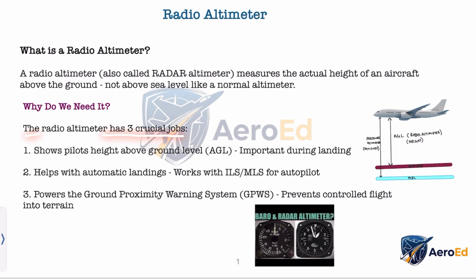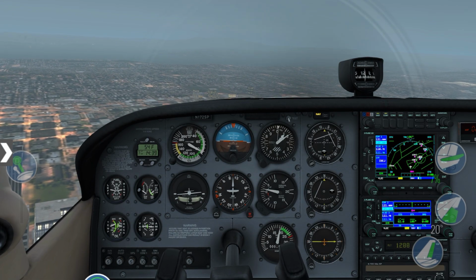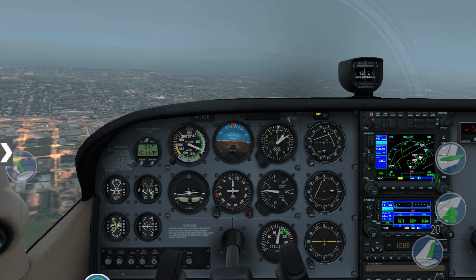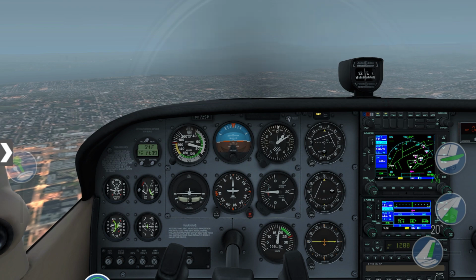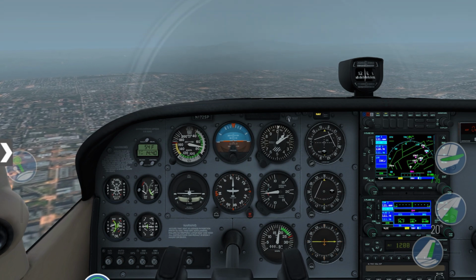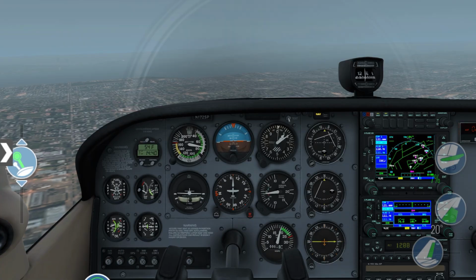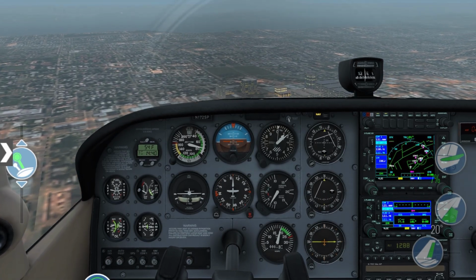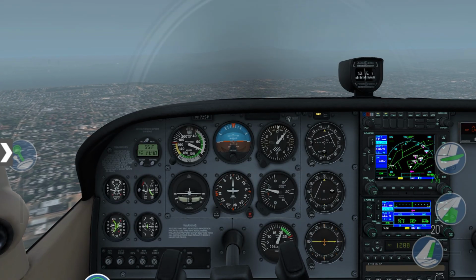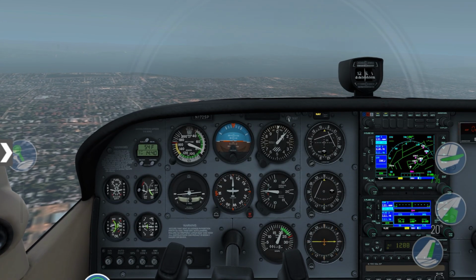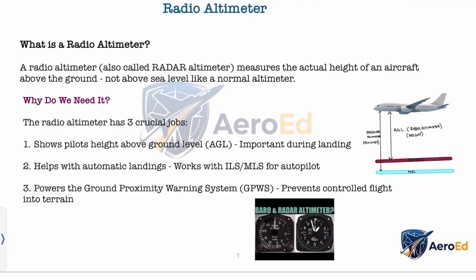A radio altimeter has three crucial jobs. First, it shows the pilot height above ground level, which is very important during landing. So I'll explain how it is important. If you look at this simulation, this aircraft is on final approach and you can see that the visibility is very low, right? And we know how important it is for the pilot to know the height above the ground, because what if there is any building or terrain in front, it can cause collision, right? So to avoid any disaster, the radio altimeter was introduced, because it measures the actual height of an aircraft above the ground.